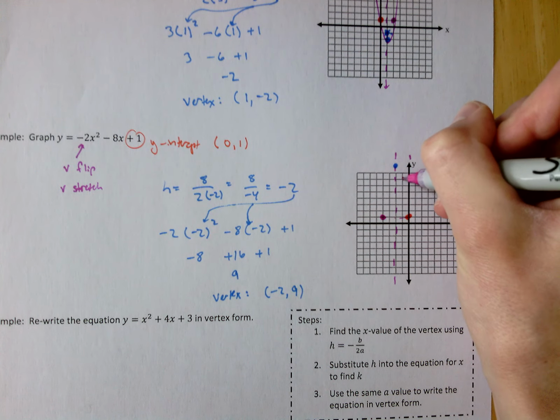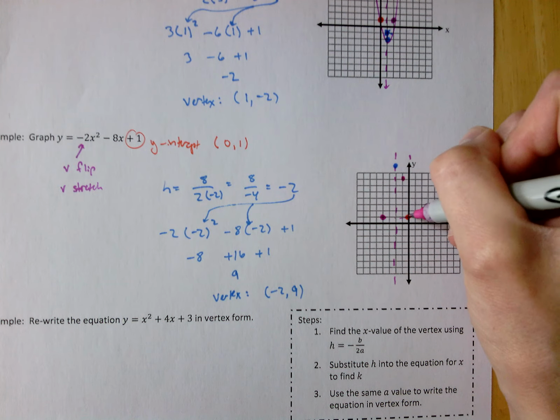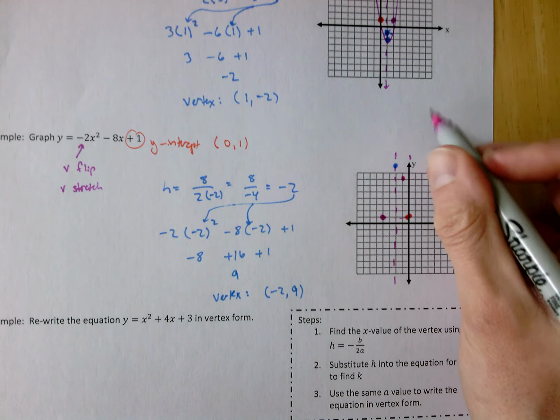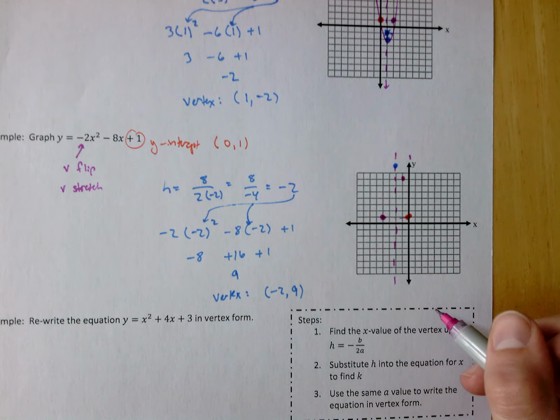Then my next point, I'd go over 2 and up 4 usually. Well, I'm going to go over 2 and down 8. So over 2, down 8. That's where that guy came from. Next, I would go over 3 and up 9. Well, that's going to be over 3 and down 18.